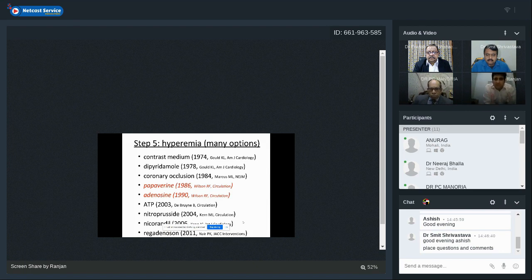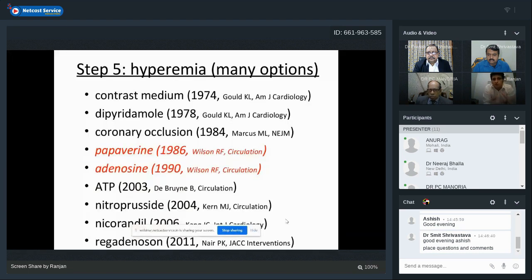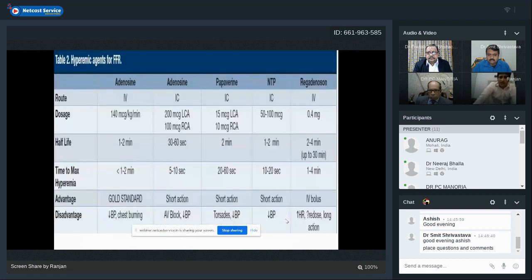Now, what are the agents used? Since time immemorial, lots of agents have been used, but they all have a very simple concept of producing a distal vasodilatation. Contrast media itself is a vasodilator, but the simple concept is distal vasodilatation. The common agents used now are adenosine, and papaverine is also used, but the most common agent used is adenosine. So it's enough to say that we use adenosine in most of the cases, but there are other agents which could be used.